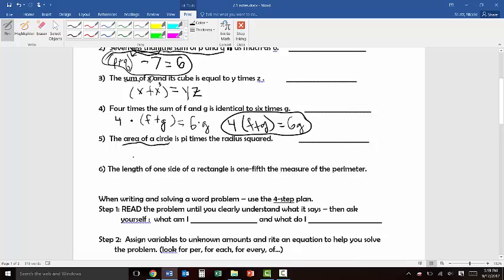In number 5, we start off with the area of a circle, which is unknown. So we're just going to write A for area. Is, so equals, we know what pi is, times the radius squared. We don't know what the radius is, so we'll have to use r. And again, we don't really need the dot next to a letter, so that's your final answer.